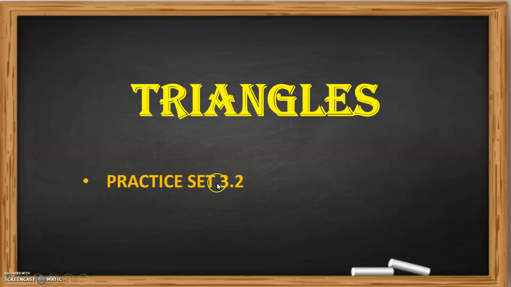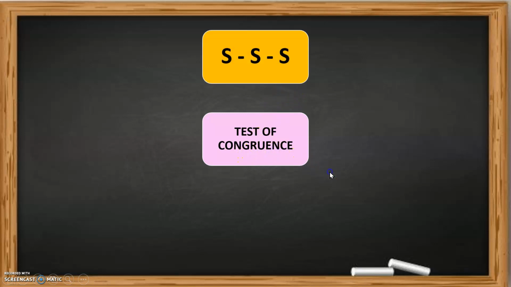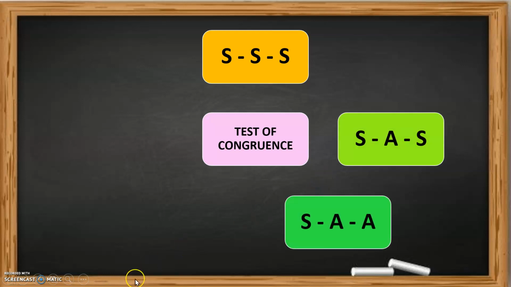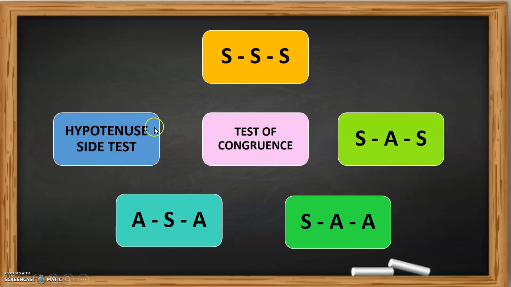Hello students, in today's video on triangles, we will be doing practice set 3.2. Before that, let us revise the different tests of congruence. The various tests of congruence are the SSS test, the SAS test, the SAA test, the ASA test, and the last one is the hypotenuse side test.